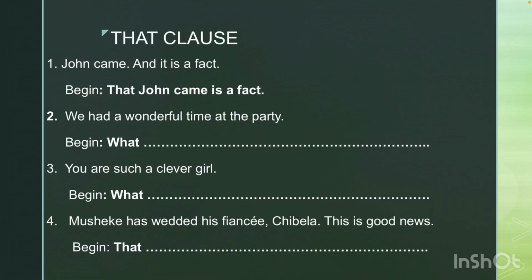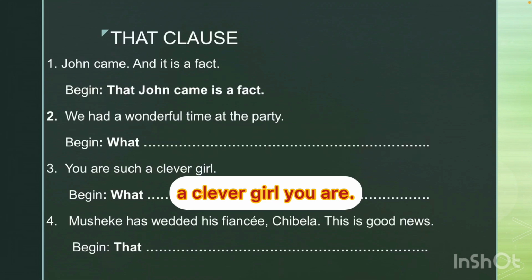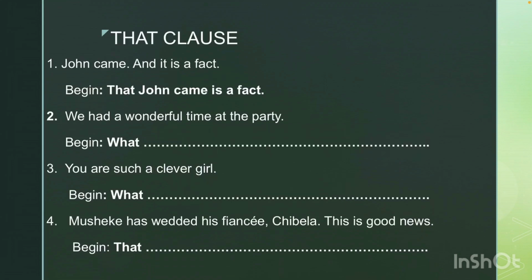What? So in this case, the answer is: what a wonderful time we had at the party. You are such a clever girl. Try this one. How is it going to be? You are such a clever girl. What a clever girl you are. So this is just an inversion. You just need to know it by heart. You end it like that.